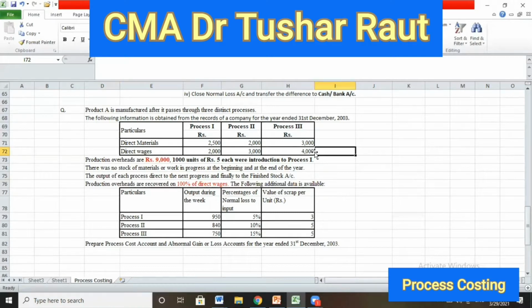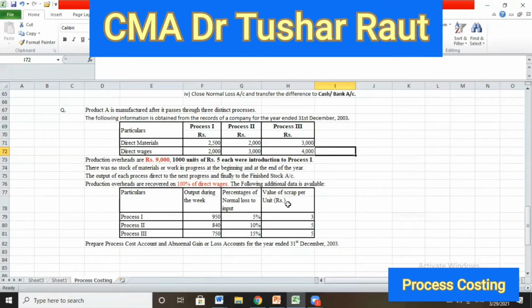Now the following additional data is available. Particulars for process 1, 2 and 3. Output during the week: process 1's output is 950. And the percentage of normal loss to input is 5%. That means the first process input will be 1,000 units. So 5% of 1,000 units should be 50.